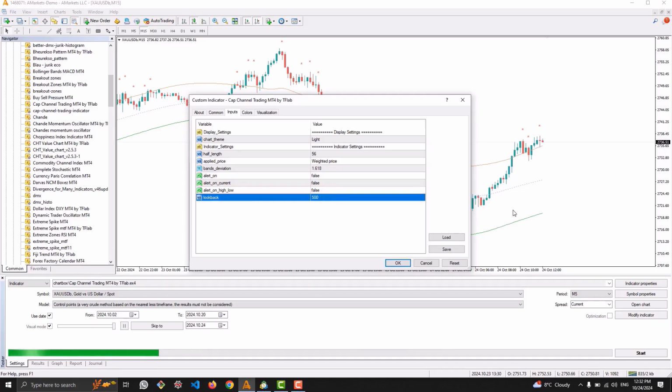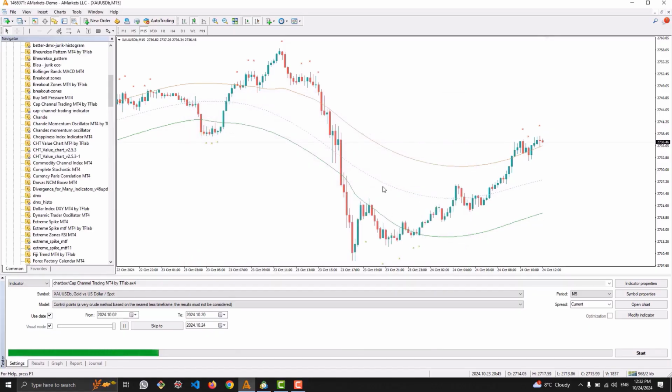The last option is the number of candles in the past chart on which this indicator performs these channel calculations. Let's test this indicator together.